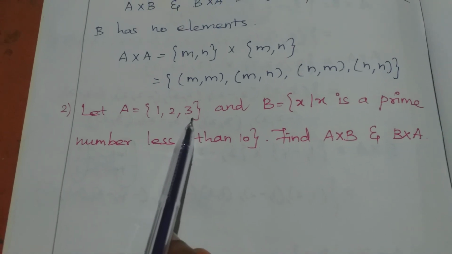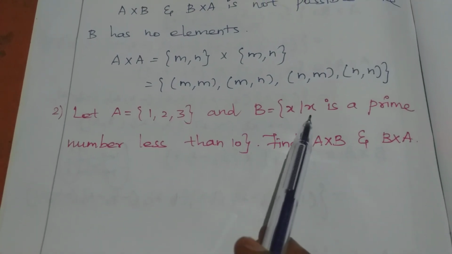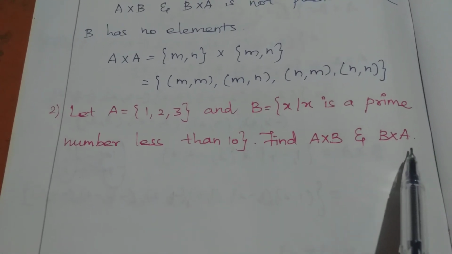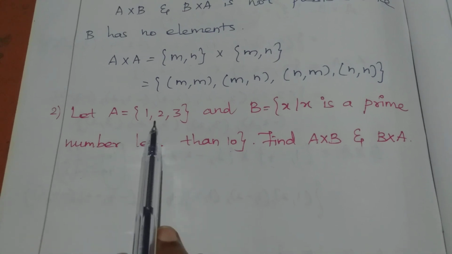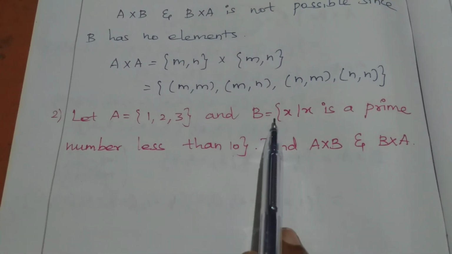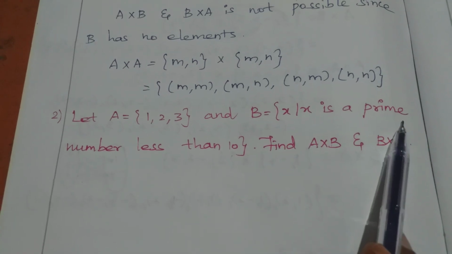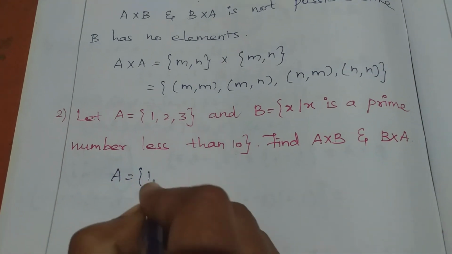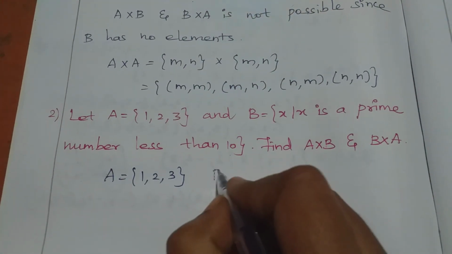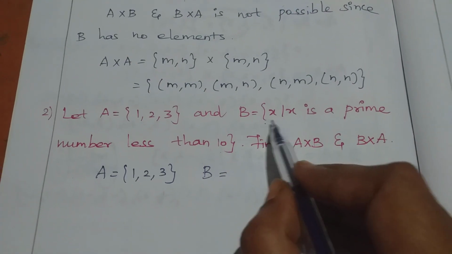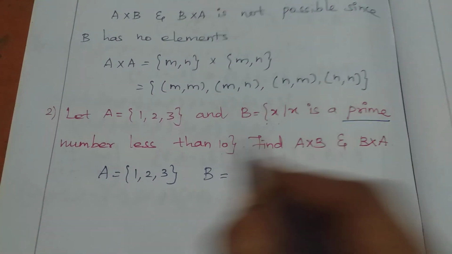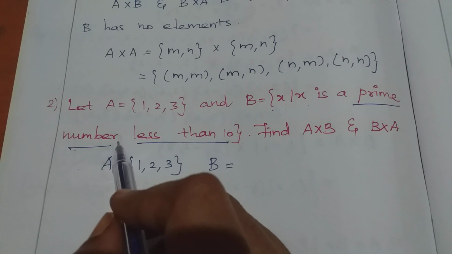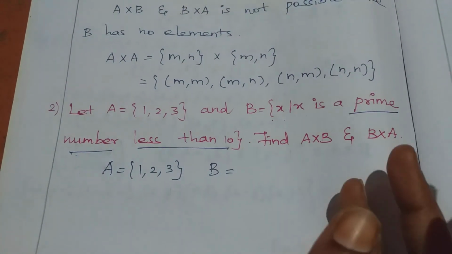Going to the second sum. Let A equal to {1, 2, 3} and B equal to {x such that x is a prime number less than 10}. Find A cross B and B cross A. Here A they have given directly in roster form, 1, 2, 3. But B they have given in set builder form. So you have to convert this into roster form. So first set A you are having 1, 2, 3. B set you are having x such that x is a prime number which is less than 10. So prime number you know very well, it is divisible by itself alone. It won't come in other tables.